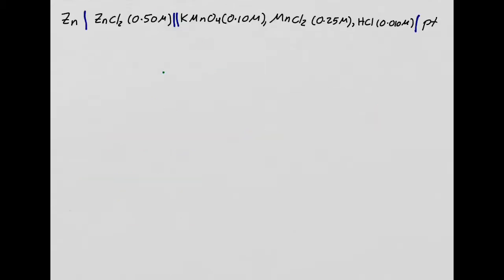So here's the problem. We can do this, just have the SRP in front of you. So again, this is my line notation, right? Here's my salt bridge, which means on this side, this is my oxidation, my anode, right? And this one is my reduction, my cathode. Okay, now this part is easy. Do the easy part first.